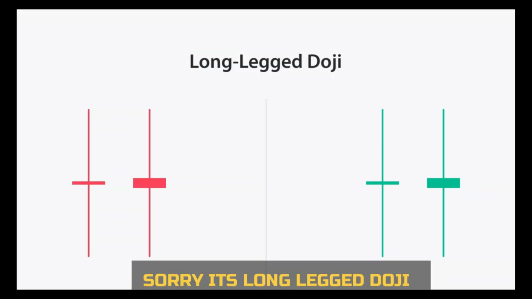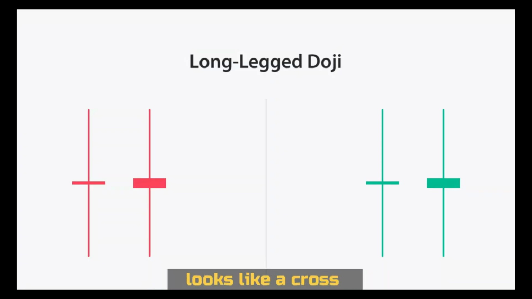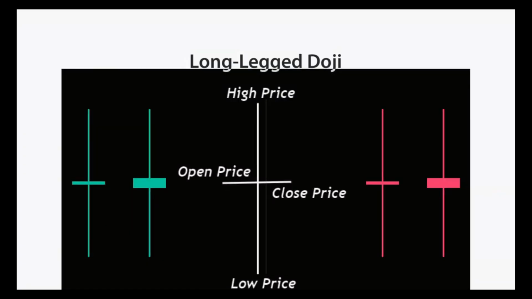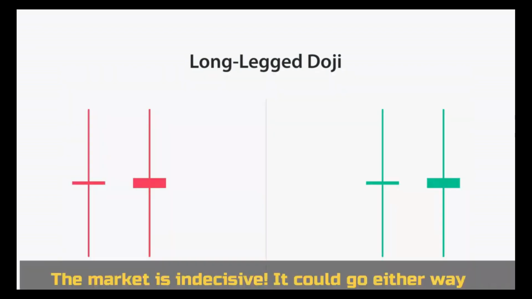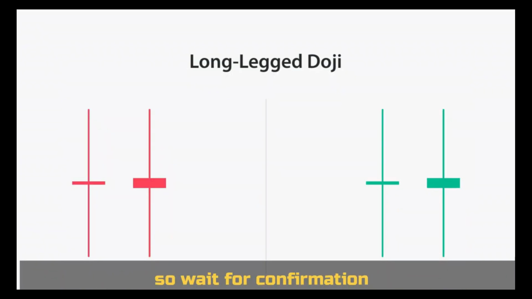Now, the doji candle. The doji candle looks like a cross. The open and the close price are nearly the same. Buyers push up, sellers push down. Both sides struggle, but no one wins. The candle closes near the open, forming wicks on both sides. It means the market is indecisive. It could go either way, so wait for confirmation.